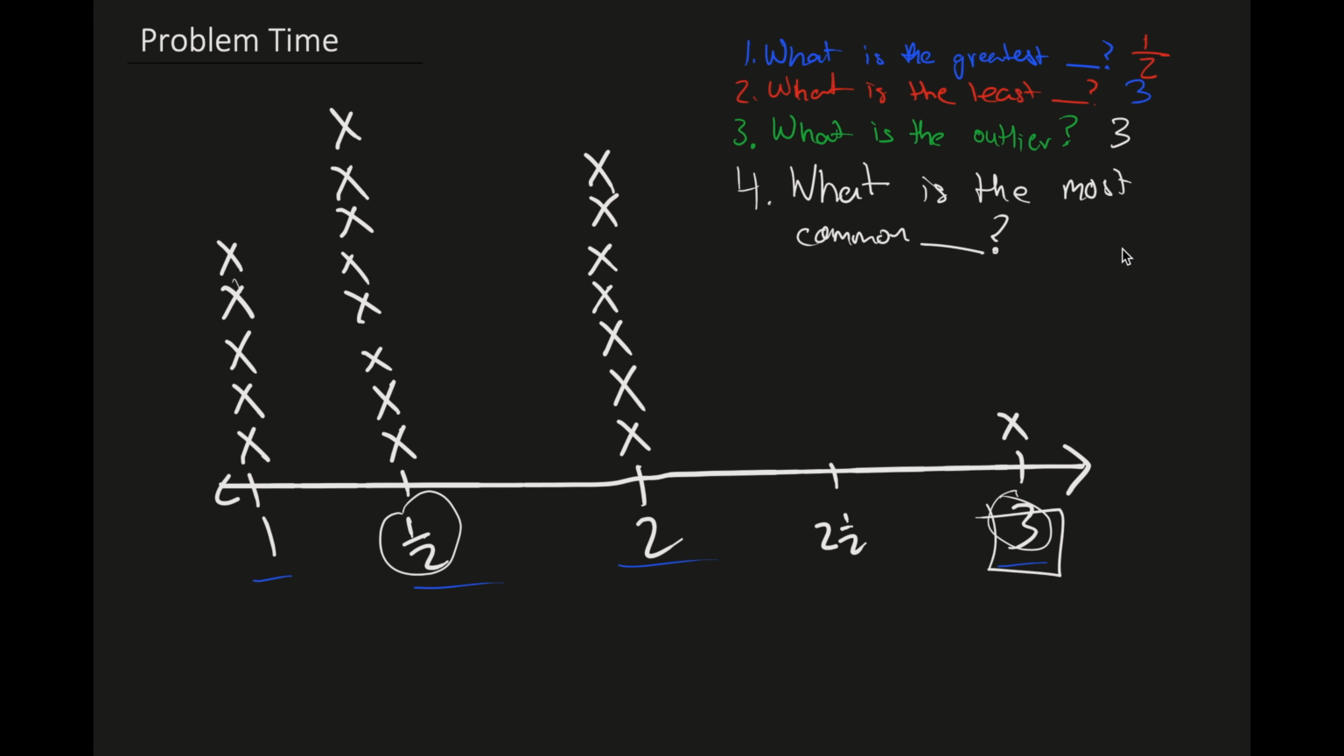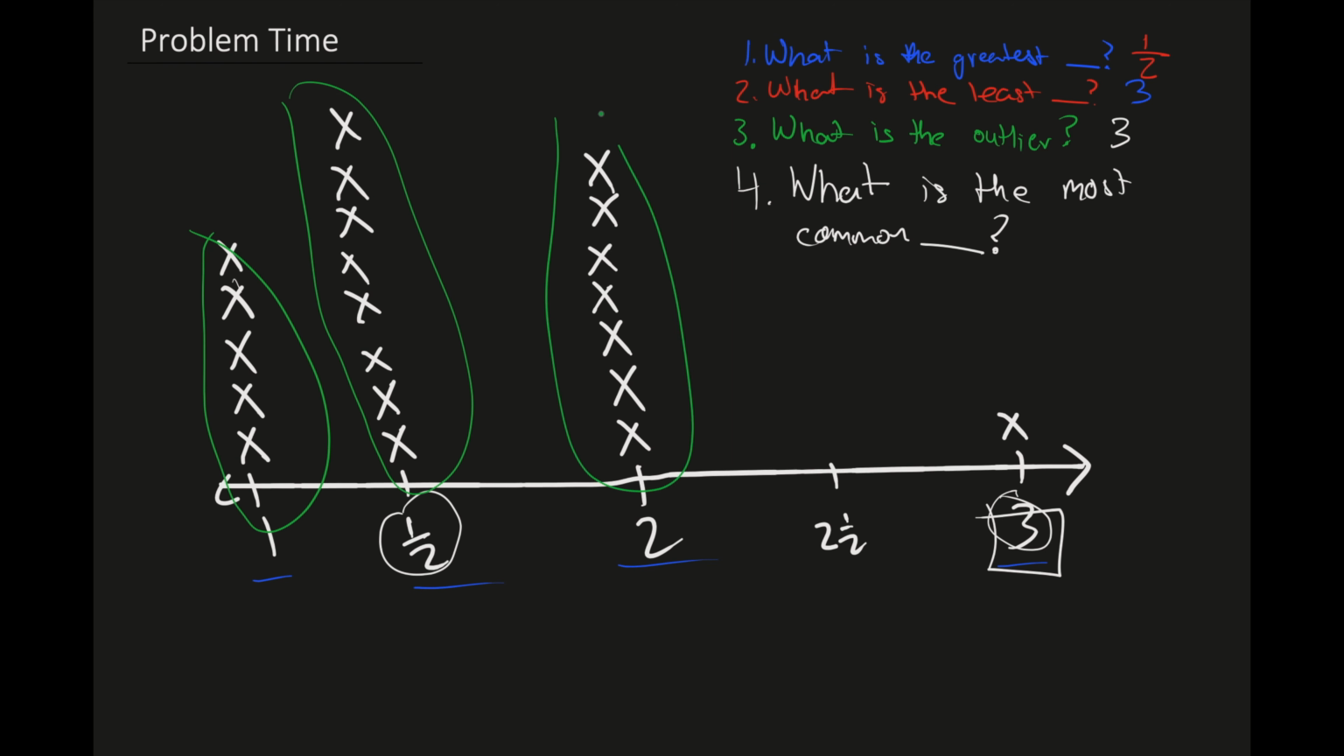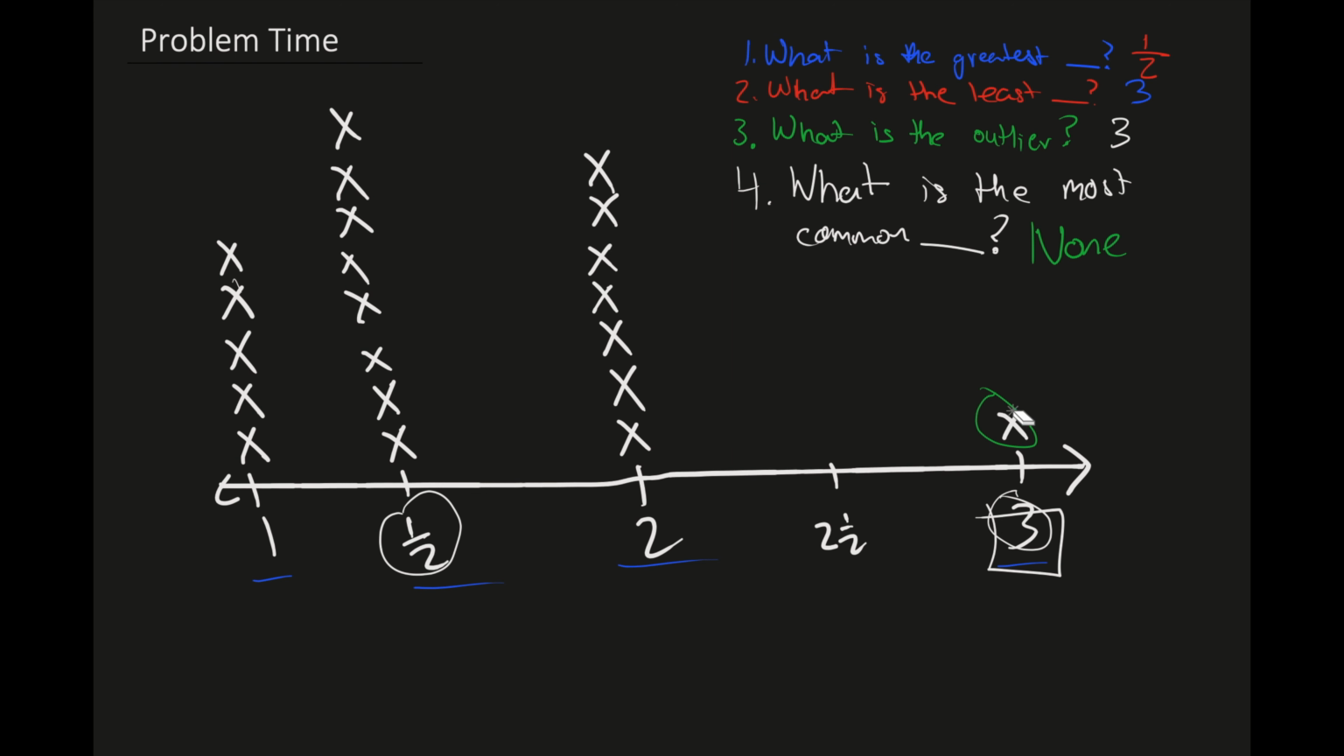Trick question. There is no most common, right? Because all the data sets are different, so there's no most common. Like if you look, this has a different value, this has a different value, this has a different value, and this definitely has a different value. So most common, none. So yes, that was a trick question. Haha, I wanted to stick one in there. Alright, so that's how you can make a line plot and analyze the data within the line plot.